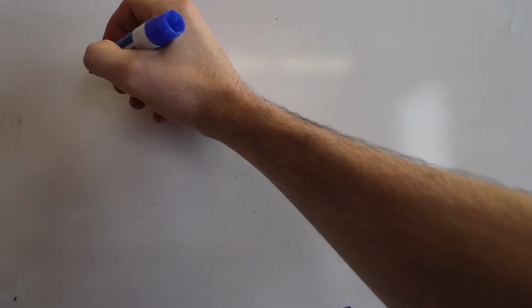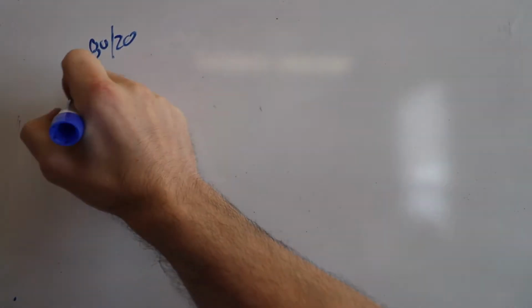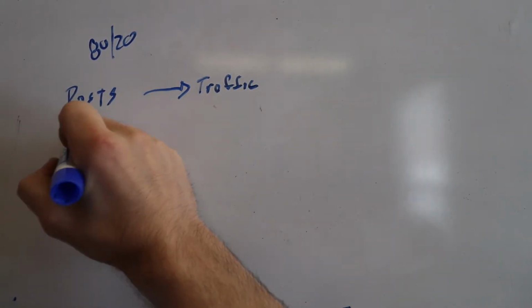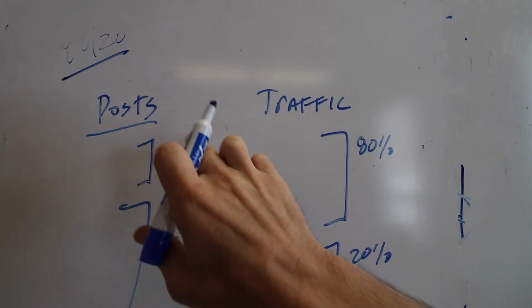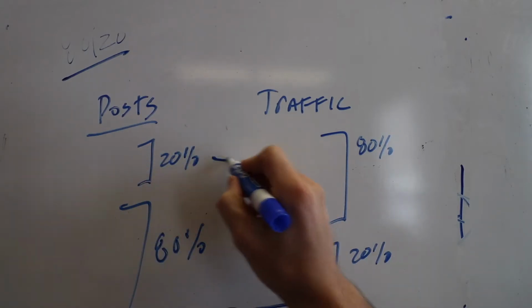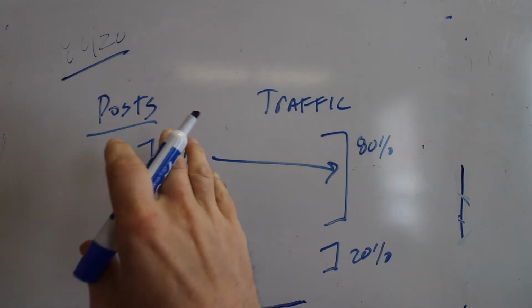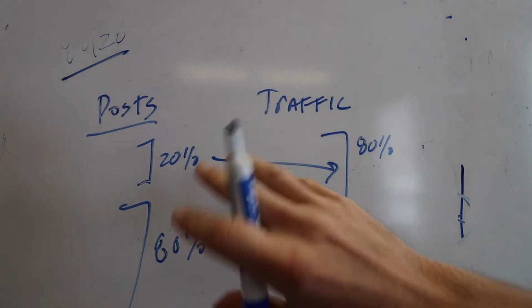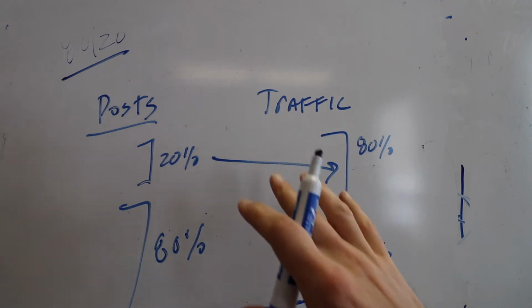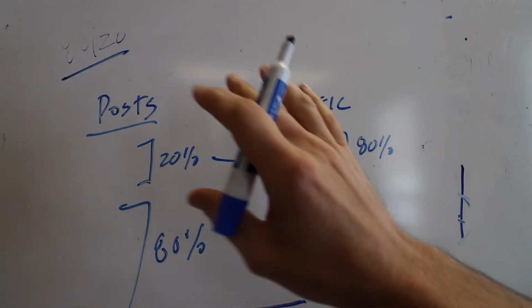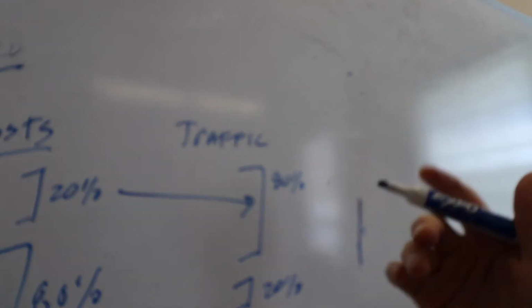First, it's important to understand the 80-20 principle and how this applies to your traffic. 20% of your posts are typically going to drive about 80% of your traffic. Now this could be 10%, this could be 9%. There's always this imbalance of a ratio. It is never 50-50. Now that you know about this imbalance, you can take advantage of it.